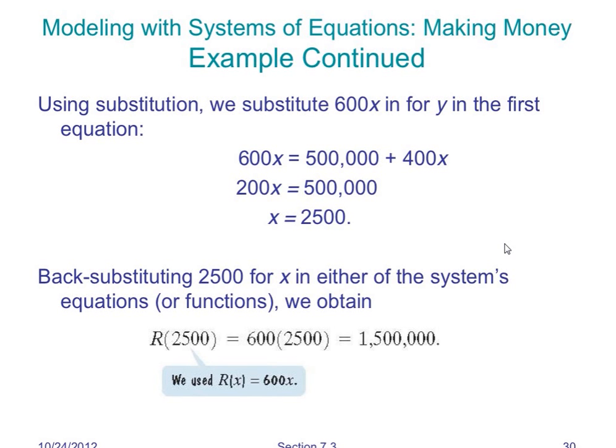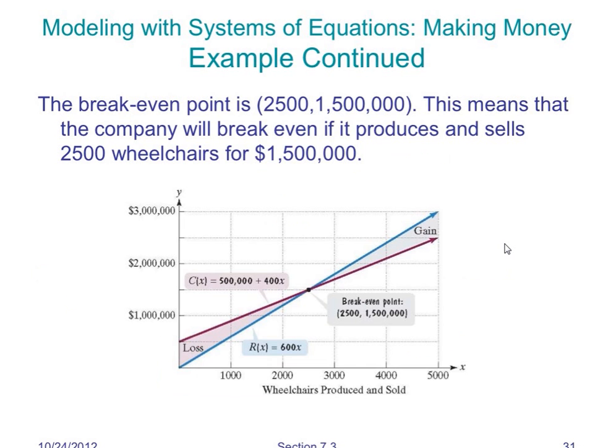Now, if we take that 2,500 and substitute it back in, we'll notice that we have a revenue of $1,500,000. It would also be a cost of $1,500,000. So if we make and sell 2,500 wheelchairs, it will cost us $1,500,000, and we will have revenue of $1,500,000.